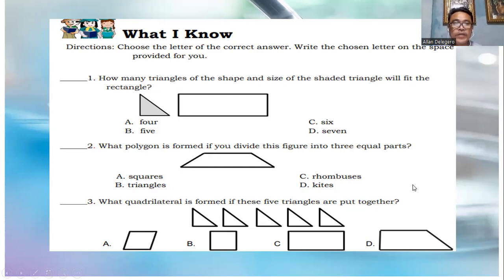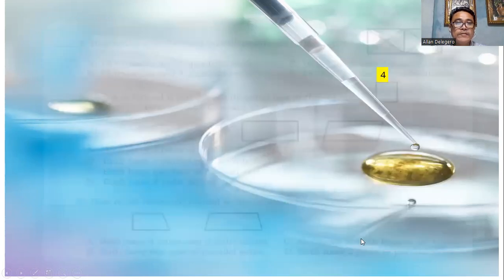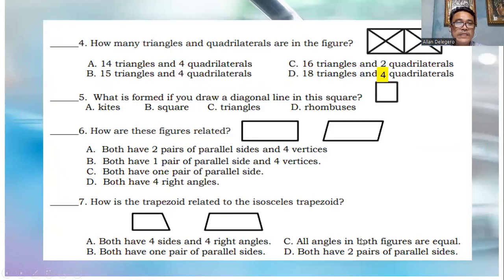And now let's check your answers. Answer number 1, letter C. Number 2, letter B, triangles. Number 3, letter D. Let's continue. Number 4. How many triangles and quadrilaterals are in this figure?